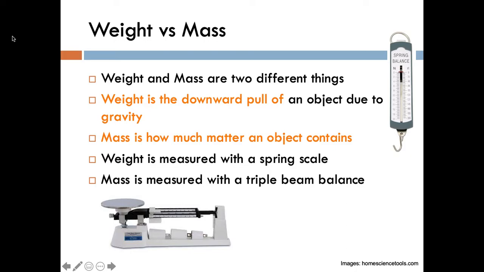So a way I like to remember it is if you went to a different planet, your weight would change, but your mass wouldn't. If you went to the moon, you would weigh less because the gravitational pull would be less. You'd be able to jump really high. If you went to Jupiter, your weight would be more. You wouldn't be able to jump as high, and you'd feel more pressure to stay on the ground.